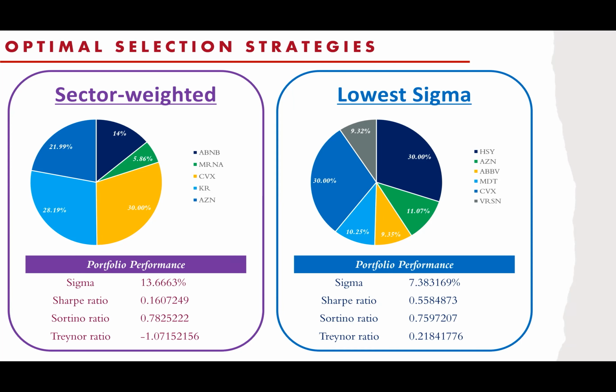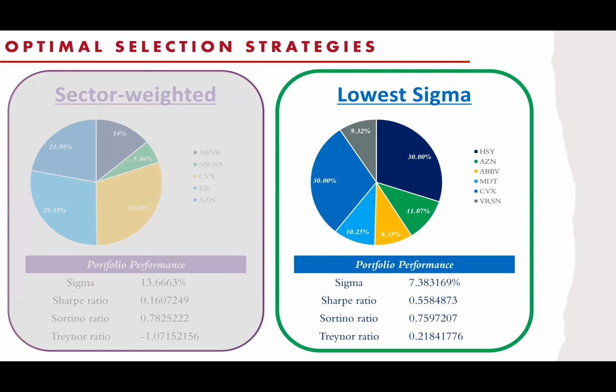So that made us decide to go with the lowest sigma strategy, because we were getting lesser risk under this strategy. And the Sharpe ratio under the sector weighted strategy was 0.16 compared to a higher Sharpe ratio under the lowest sigma of 0.55. And henceforth, for the Sortino ratio and the Treynor ratio, especially the Treynor ratio in case of the lowest sigma strategy was 0.21. That meant we are getting a performance better than the benchmark. And hence, in this slide, as you see, the lowest sigma is the strategy that we went ahead with.